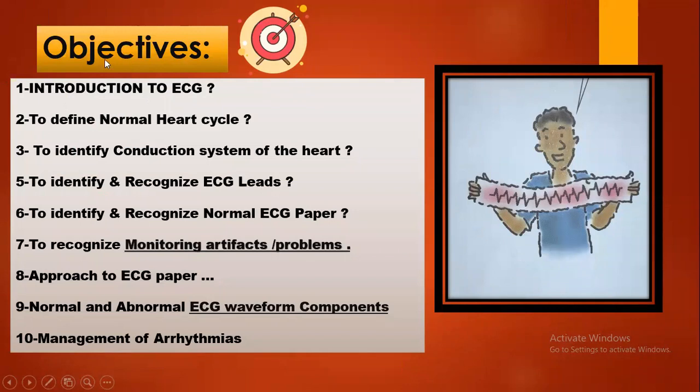Okay, let's get started. So this is our objective today. Introduction to the ECG. To define the normal heart cycle and to identify the conducting system of the heart, to identify and recognize ECG leads, to identify and recognize normal ECG paper, to recognize monitoring artifacts or problems, and then approach to the ECG paper, and then normal and abnormal ECG waveform components. And lastly, eventually we'll go through management or treatment of different types of arrhythmias.